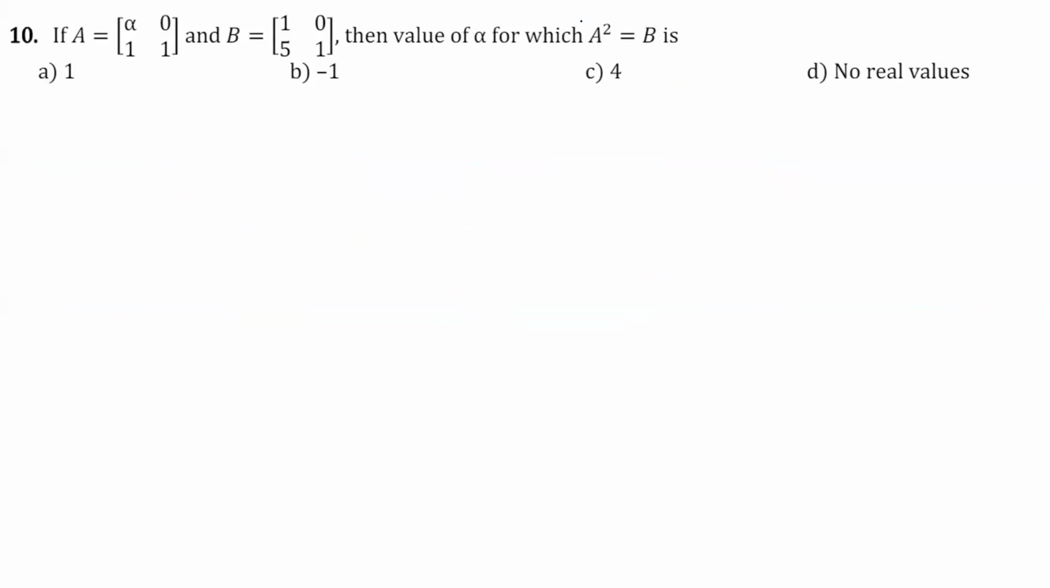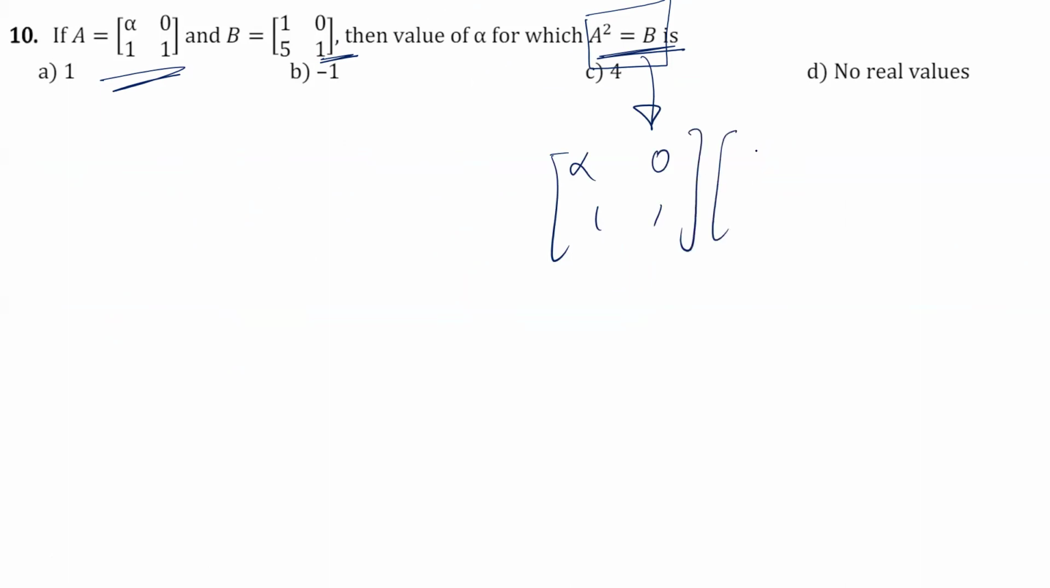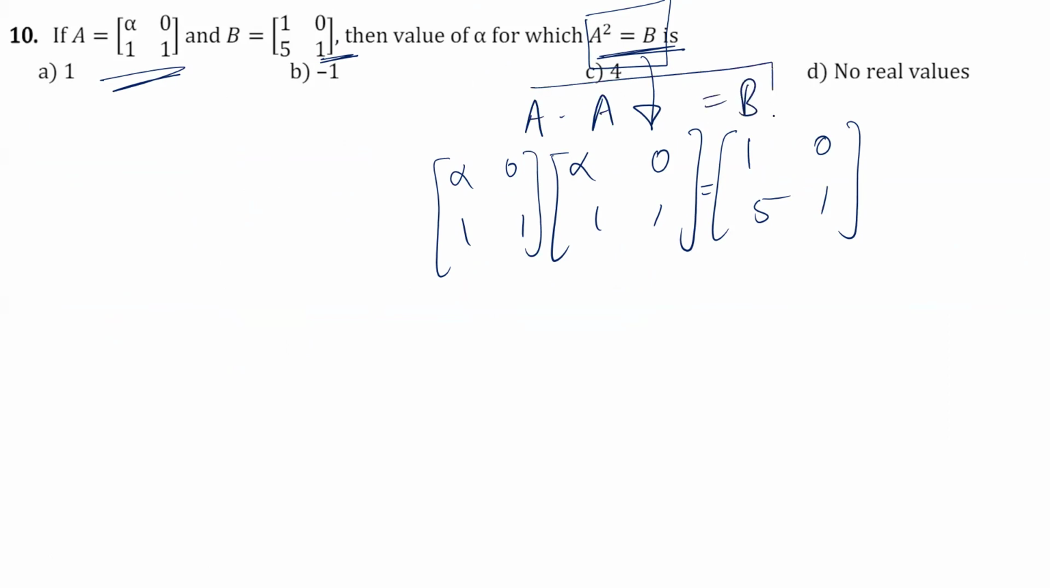Let us do this one, and this is the easiest question I hope in this paper. So A is this, B is this, A square is B. So we have to find the value of alpha for which A square is B. So let us find A square. A is alpha 0, 1, 1, and B is 1, 0, 5, 1. So I will make it A square equals to B. So this is again alpha 0, 1, 1. So this is your A into A equals to B.